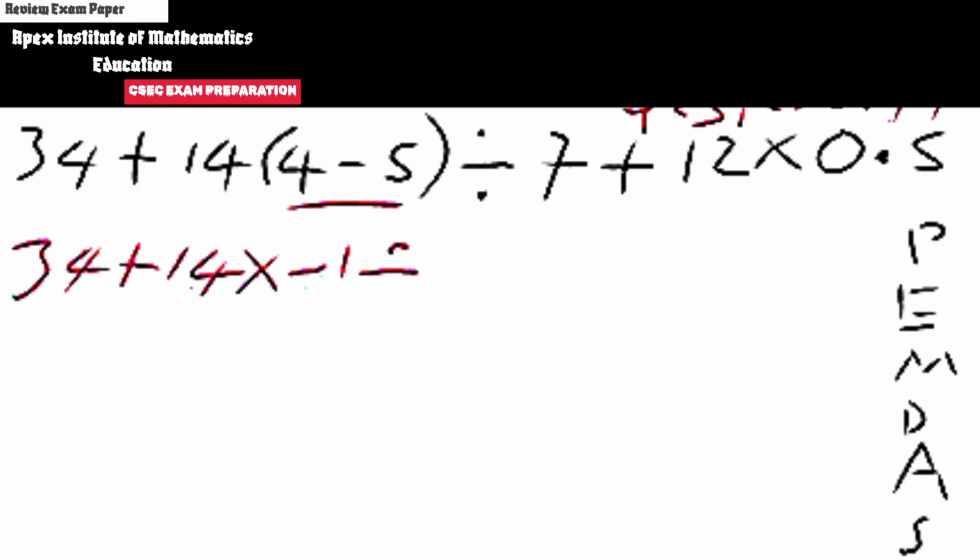Then we're going to write back the divide by 7, and we're going to plus the 12 and times it by the 0.5. One step at a time, guys. Remember that this is most likely something that you're not going to see on a CSEC paper, but it's a principle that is applied in almost every question that you will encounter in the near future.